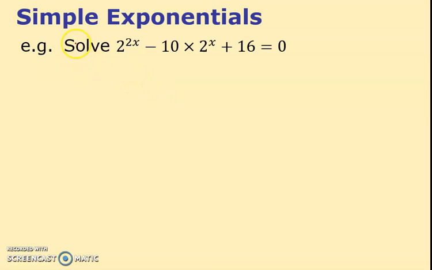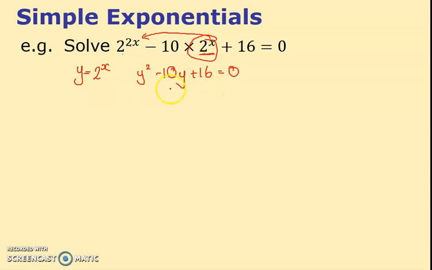Let's have a look at this one. This is solving this simple exponentials, but notice we've got a power. This is double the power. It says 2 to the 2x. It says 2 to the x. So the power is definitely doubled. So what do I write? I write y equals, the middle one, is 2 to the x. And therefore I can write this as y squared minus 10y plus 16 equals 0.